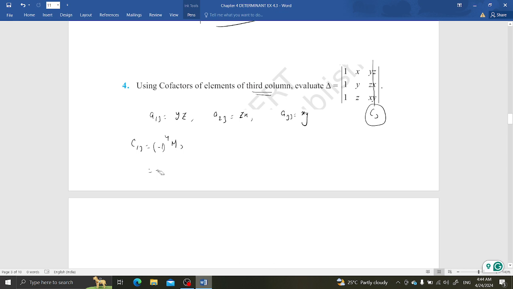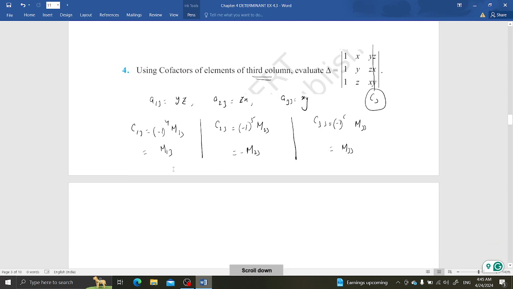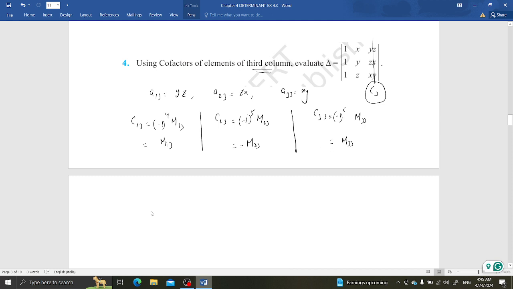Okay, here what we have actually is M13, and here we have M13. Now we have C23. C23 is minus 1 to the power 5 M23, and we are left with minus M23. Next is C33, minus 1 to the power 6, and here we have M33, and this is M33. Okay, I hope you understand. Now the main task is to find M13, M23 and M33.